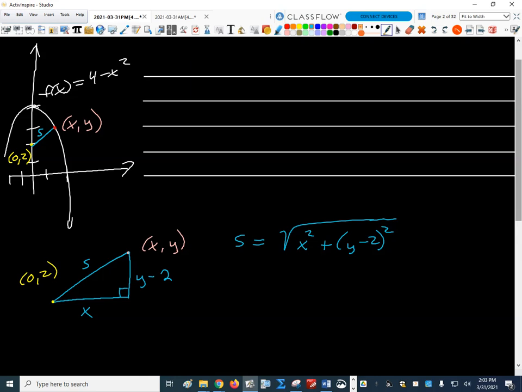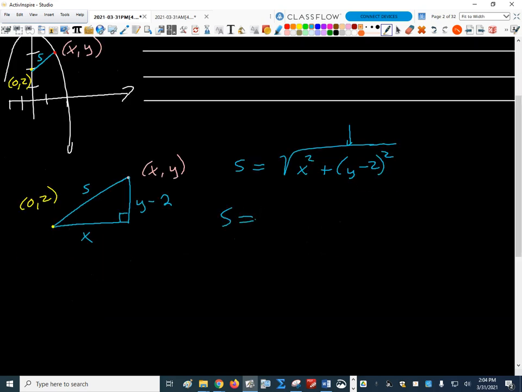Yeah, we can, right? Because look what we have up here. We have our definition of f of x. Well, that's the same thing as saying y, isn't it? F of x is just y. So we've got this equation, y equals 4 minus x squared. There's my substitution equation, right? I can pop that in for y, and we get s equals the square root of x squared plus y, which is 4 minus x squared minus 2, that whole thing squared, right?